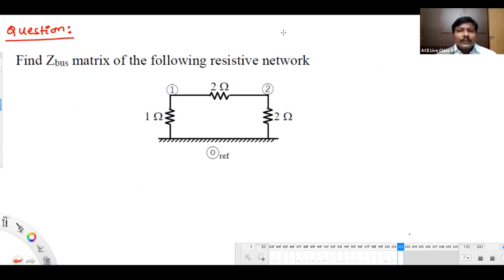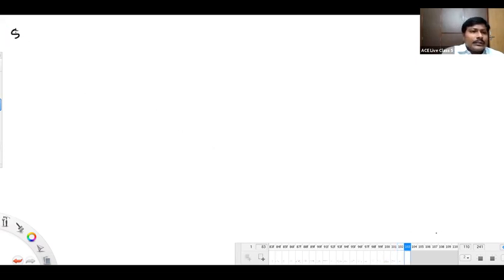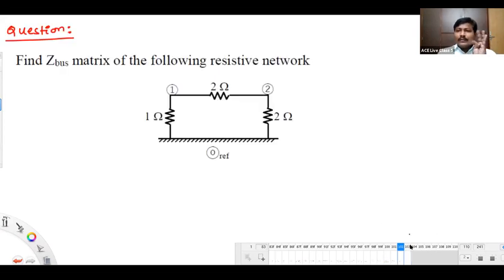Resistive network. Simple. We have two buses here or two nodes. You can say 1 and 2. What will be the size of Z-bus? 2 by 2 matrix. Let me write first. Z-bus matrix will be of 2 by 2 size. So we have to find Z11, Z12, Z21, Z22.